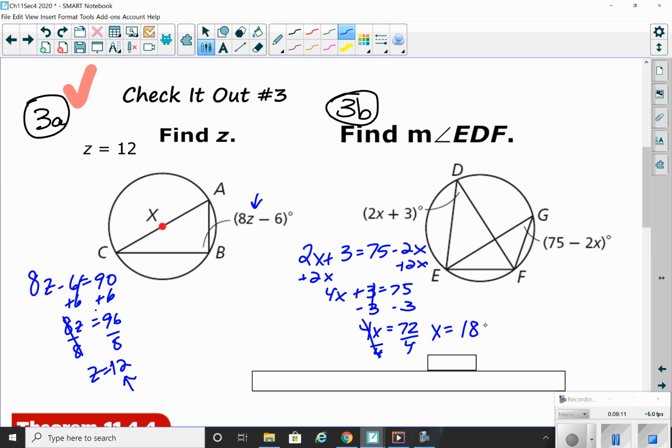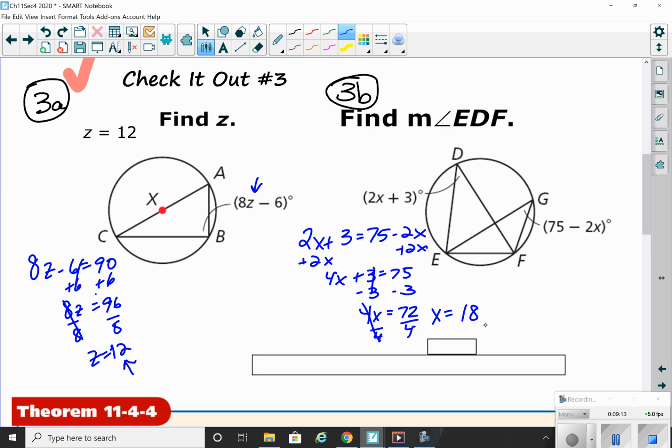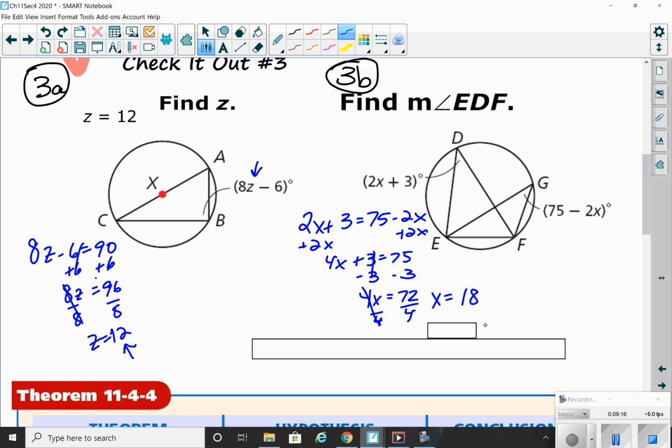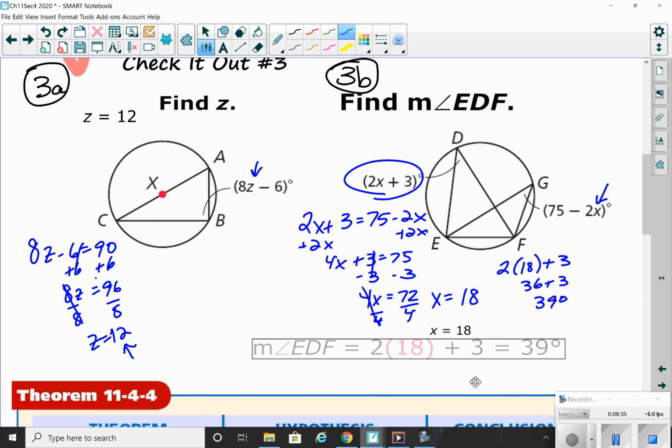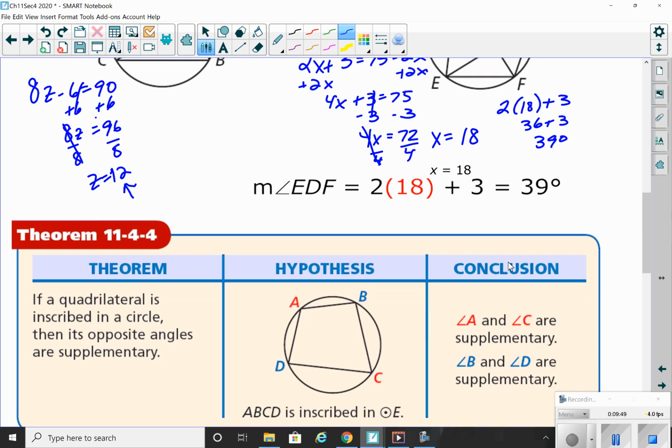So it looks like I get x is 18, but notice that in the problem it said to find the measure of angle EDF, right? That's this angle right here. So 2 times 18 plus 3, so 36 plus 3 is 39. A way that I could double check this is I could plug in 18 into the other expression and see if I get the same value, right? I should if I'm doing it correctly. So if I plugged in 2 times 18 over here, I'd get 36, and 75 minus 36 is also 39. So just another way that I could double check my answer. And then we have another final theorem here.